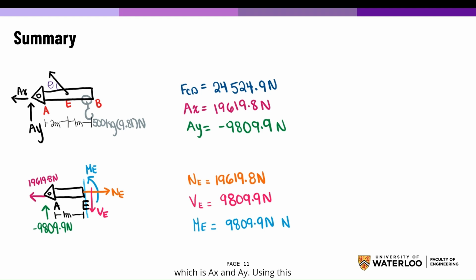In summary, we solved for the force in member CD, and we also solved for the reaction forces at point A, which are AX and AY. Using this information, we were able to cut the beam into segment AE and solve for the internal loading forces NE, VE, and the moment at point E.